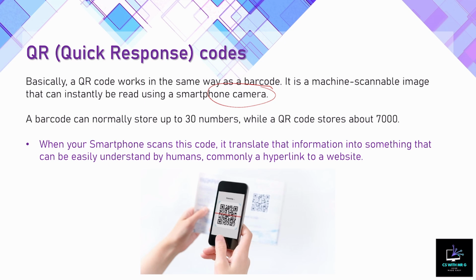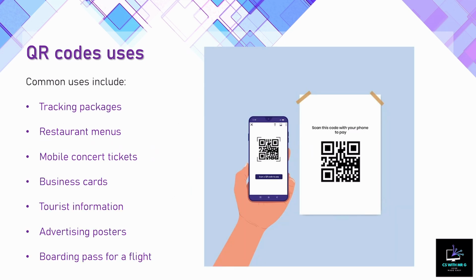Now, where it differs to a barcode is that a barcode typically stores around 30 numerical values. A QR code can store 7,000. Hence why QR codes are used for things like hyperlinks, taking you to a menu of a restaurant, or even a boarding pass on a flight or a train. So having this extra information being able to be stored is super useful, especially in today's world. You've got things like tracking packages, restaurant menus, concert tickets, business cards, just information in general on a poster, and like I've said, even a boarding pass for a flight.